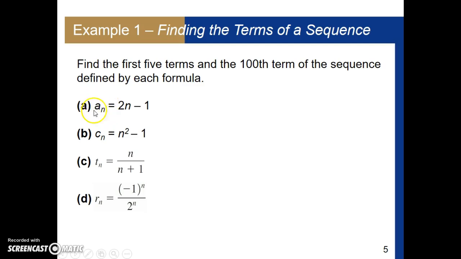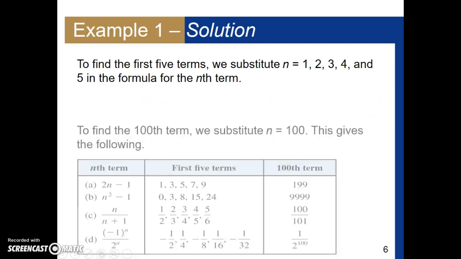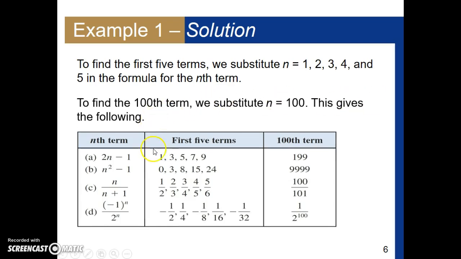A sub n, the nth term of this sequence, is 2 times n minus 1. And remember, unless we're told otherwise, we always start at n equals 1. So we could generate the first term in this sequence as 2 times 1, which is 2, minus 1. So the very first term in this sequence should be 1. The second term, a sub 2, is going to be 2 times 2, or 4, minus 1. So the second term would be 3, and so on.